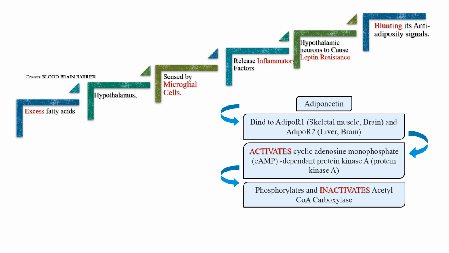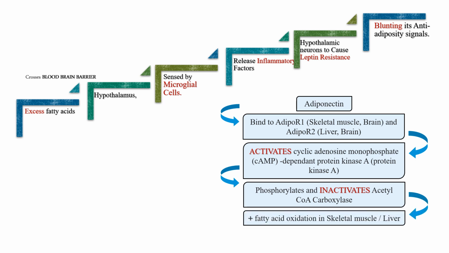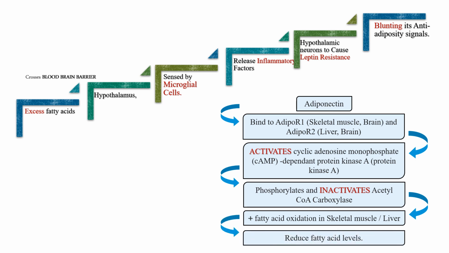phosphorylation as well as inactivation of acetyl-CoA carboxylase. This acetyl-CoA carboxylase is a very important enzyme for fatty acid synthesis. Now, when this is inactivated, fatty acid will not be synthesized. Along with that, there is already fatty acid oxidation going on in skeletal muscle, as we know that adiponectin is a fat burning molecule. Because of these two mechanisms, the fatty acid levels will be decreased when you have an abundance of adiponectin in your serum.